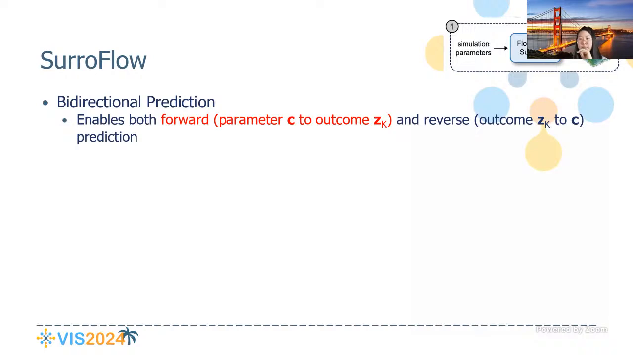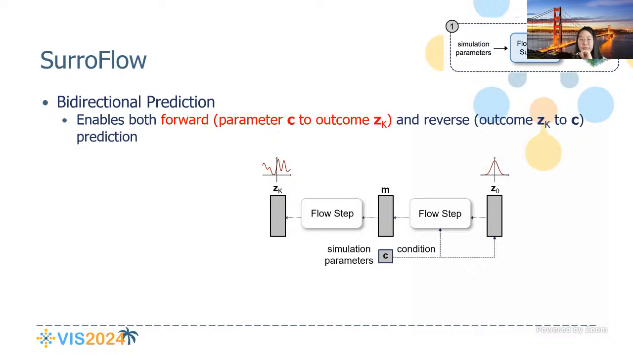In the forward direction, we have the simulation parameter C. First, it will predict the Gaussian distribution Z_0. Then, going through the flow model, it will predict the latent representation. And then it goes through the pre-trained autoencoder decoder to reconstruct the simulation output X.